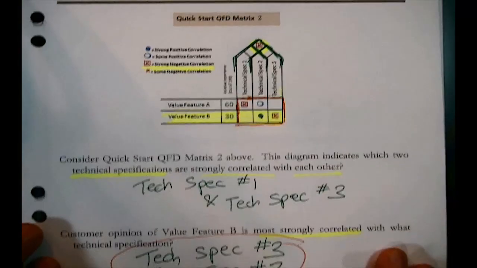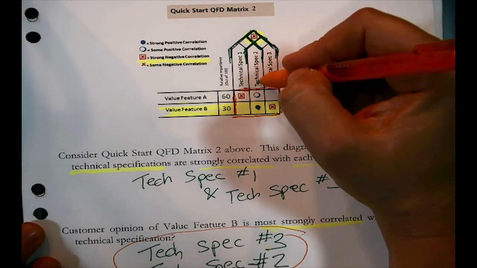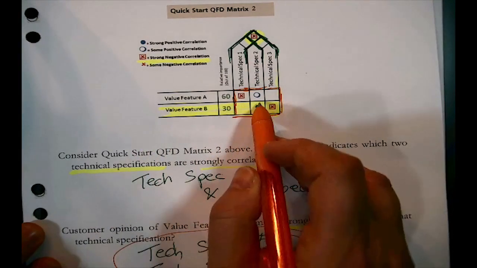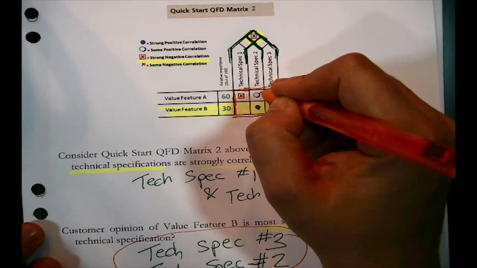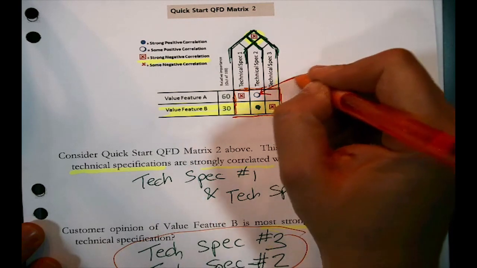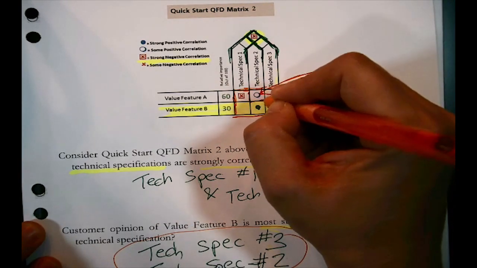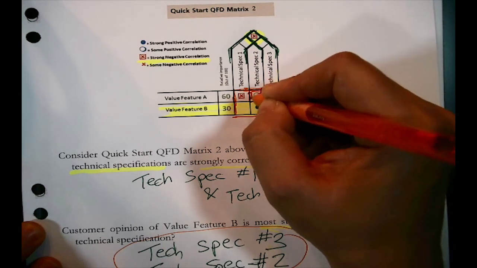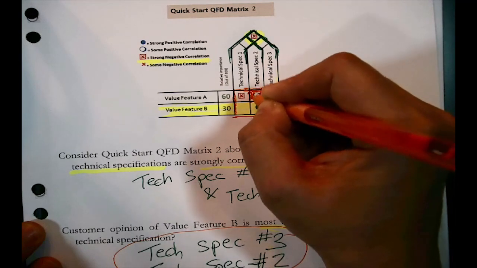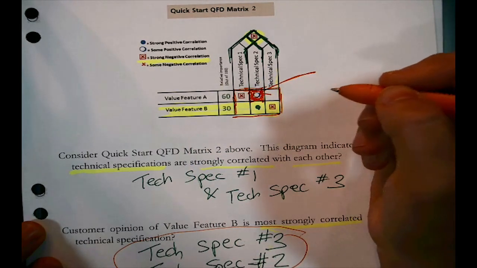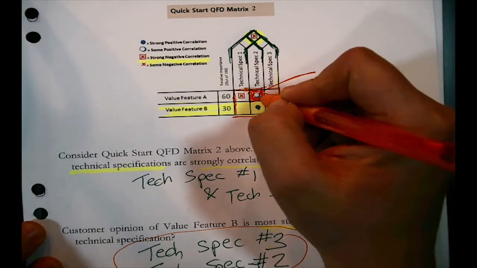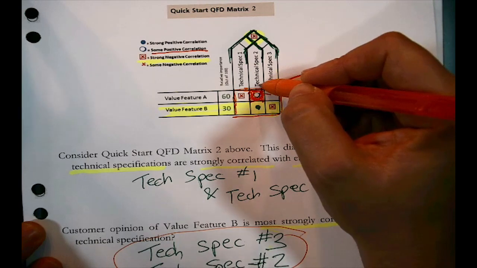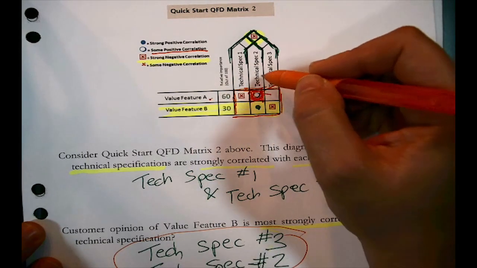Okay, they're talking about tech specification 2, so that determines the column, and they're talking about value feature A, that determines the row. They are talking about right here, right where they intersect. Value feature A, tech spec 2. I could color it in. Right there. Now wait a minute, what is that symbol? That symbol is some positive correlation, meaning if this goes up, this will probably go up, or it goes up a little bit. If this goes down, then this goes down.